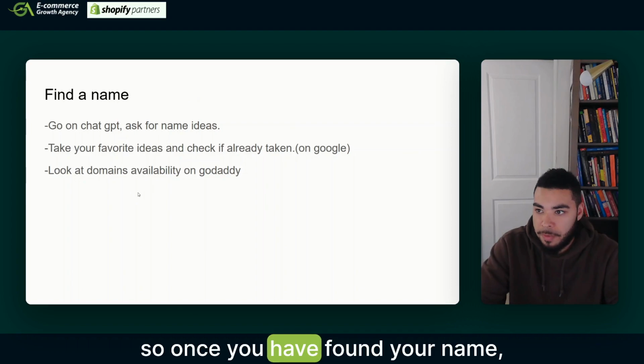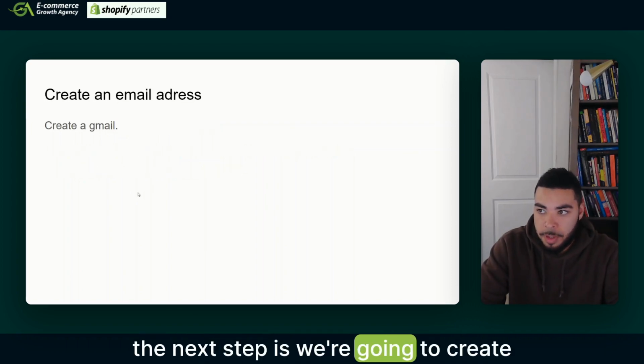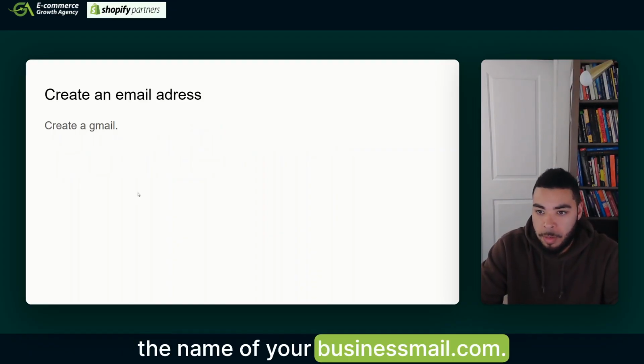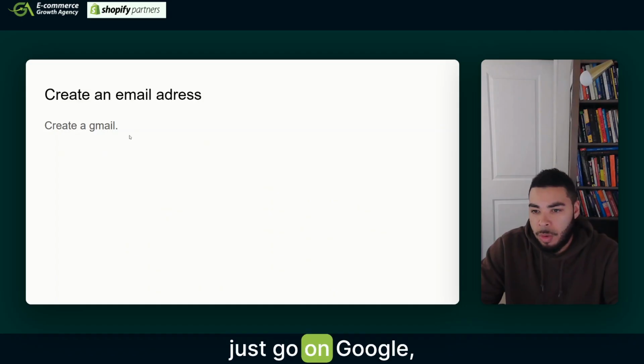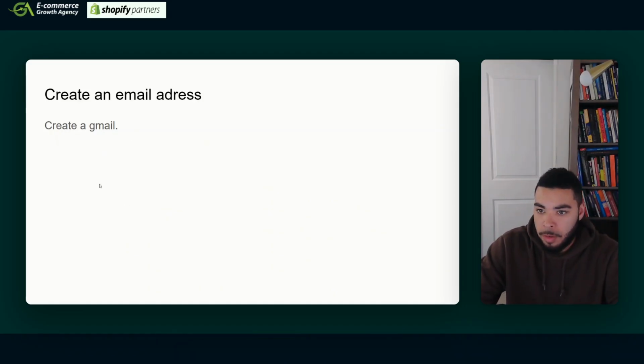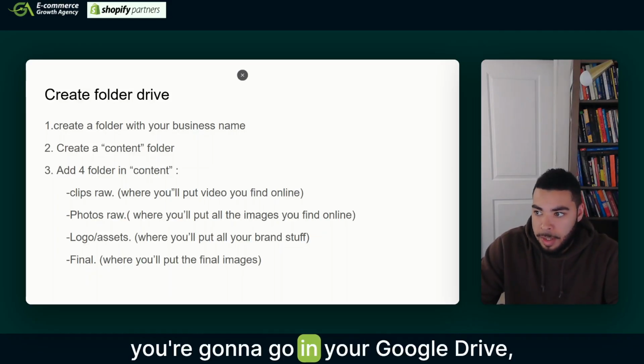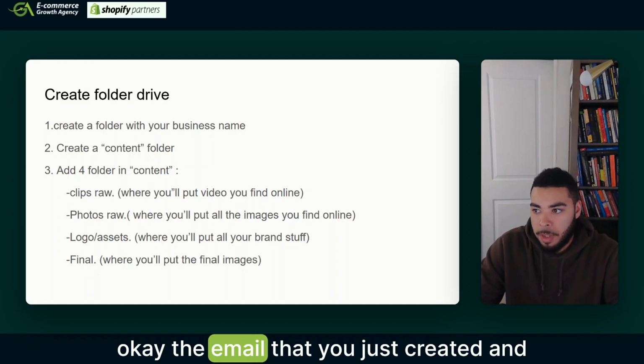Once you have found your name, the next step is to create an email address. Just a simple Gmail account with the name of your business at gmail.com. If you don't know how to do that, just go on Google, search Gmail, and create an account. Once that is done, the next step is to create a Drive folder. What I mean by that is you go into the Google Drive of the email that you just created.